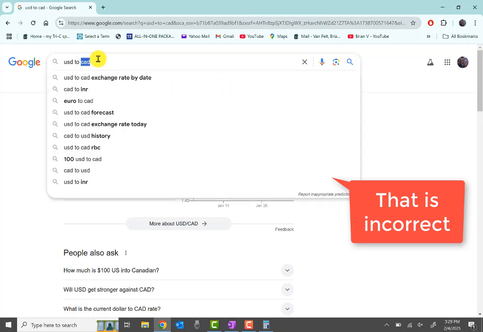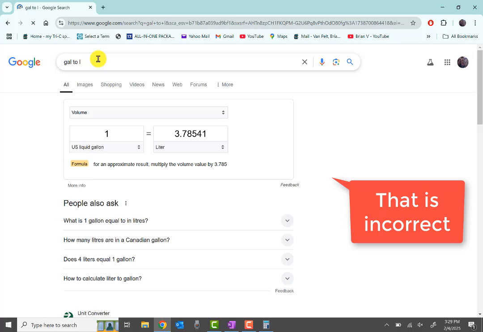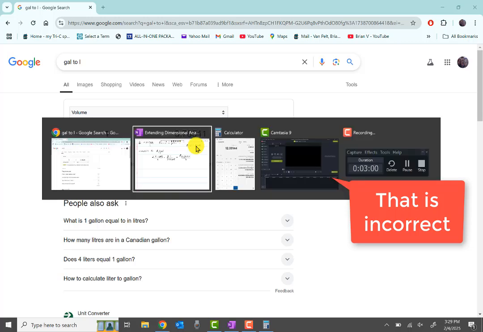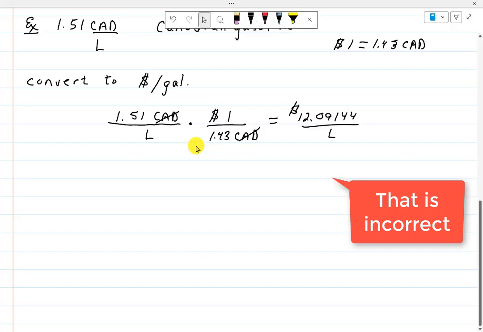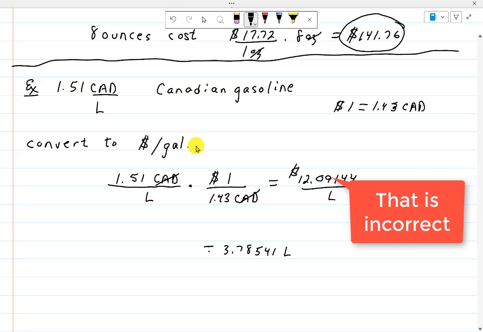Apparently I want to end up in gallons, so let's do gal to liters. There, I don't even have to type in much for that. 1 gallon is 3.78541. That's how many liters are in 1 gallon.